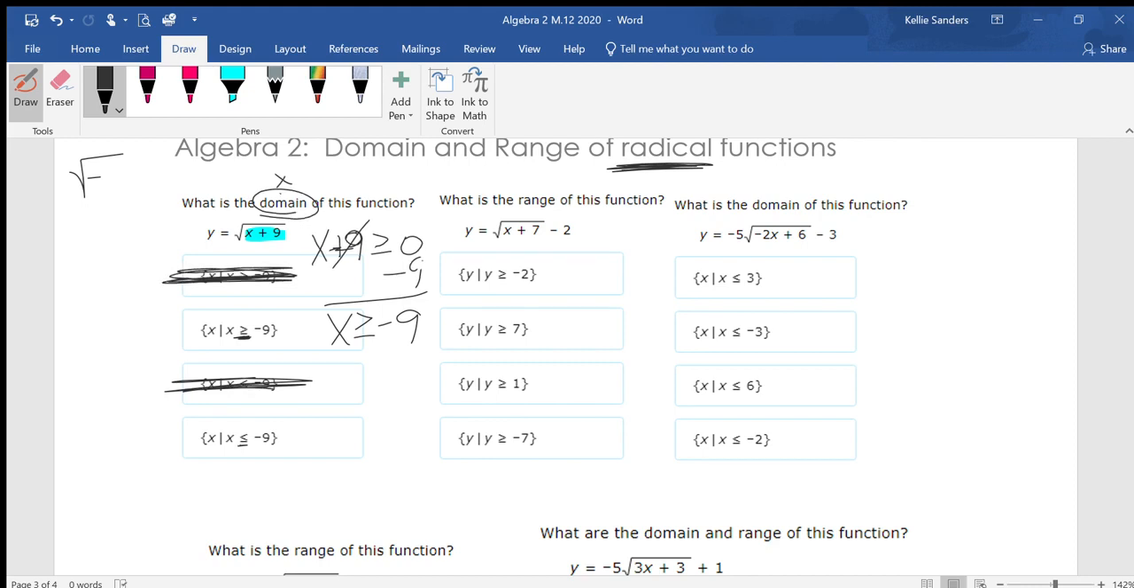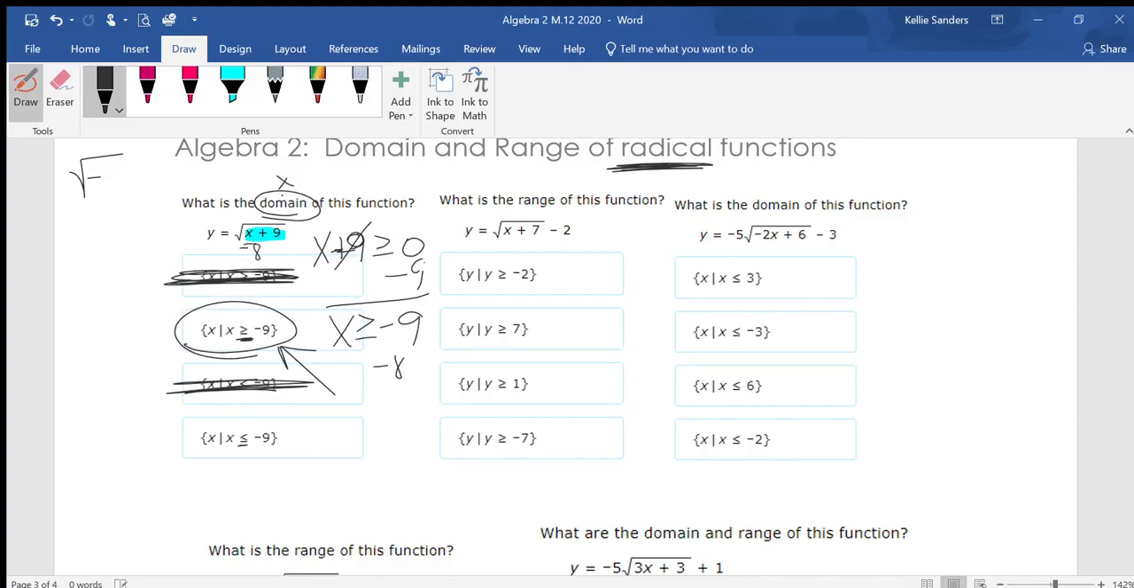So don't stress on that one. So on this, we get negative 9. Give me a number greater than negative 9. Let's say negative 8. If I put negative 8 in here, what's negative 8 plus 9? A 1, and the square root of 1 is 1. But if I use negative 10, what's negative 10 plus 9? Negative 1, and we can't take the square root of negative 1 and get a real answer. So that's why that does not work.